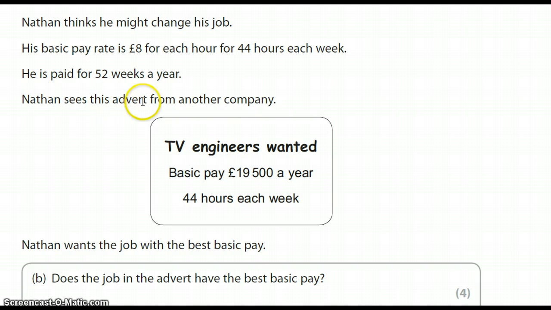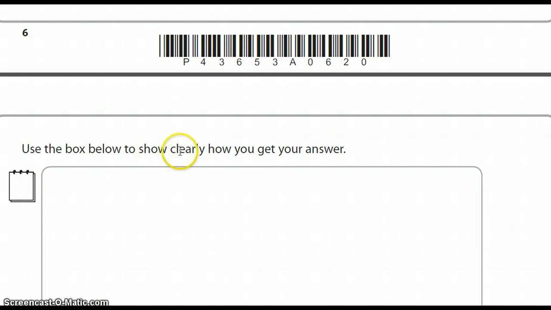Nathan sees this advert from another company. TV engineers wanted, basic pay, that amount a year, that many hours each week. Nathan wants the job with the best basic pay. Does the job in the advert have the best basic pay? Use the box below to show clearly how you get your answer.